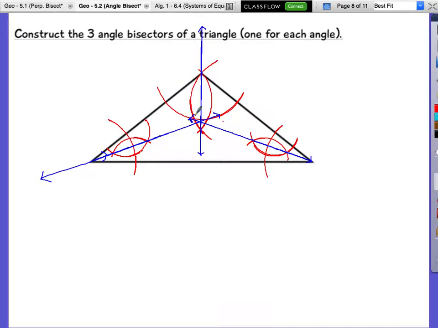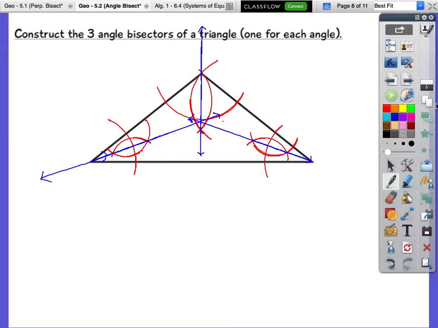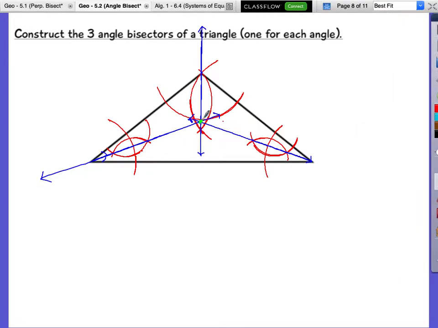Notice how all of mine are concurrent, aren't they? What's concurrent mean? They meet at the same point. There's a point of concurrency here. This point of concurrency in this one is called the incenter.